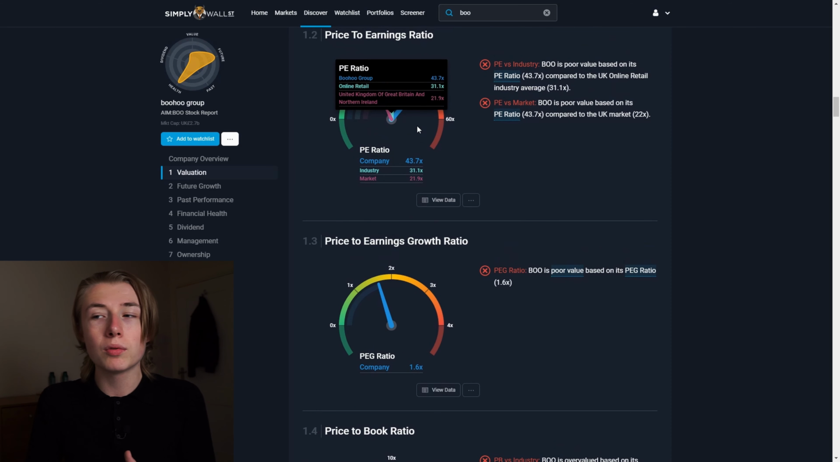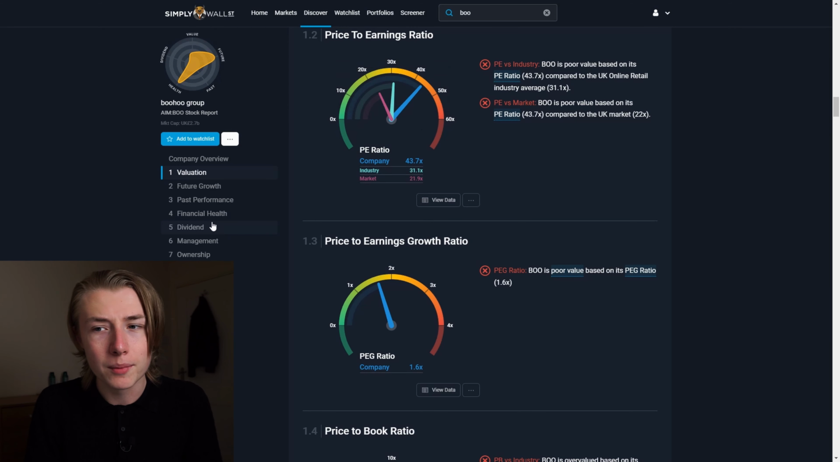I think the price to earnings ratio is out of date. I reckon it's going to be a lot lower than 43 times, but because it's a trailing 12-month price to earnings ratio, it's certainly going to look like it is still very high.